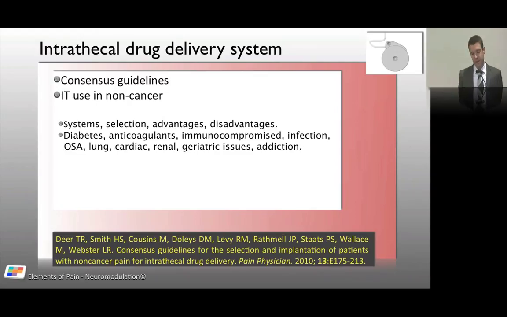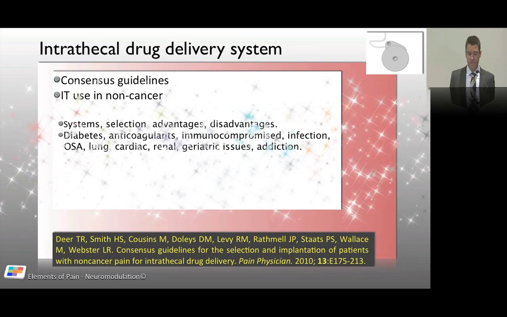Those are the subjects that this paper went on to discuss. They had a look at the systems themselves. They looked at the selection of patients, advantages, disadvantages. They also had a look at various comorbidities, and you'll see a list of the comorbidities that they discussed in detail, because patients that get these systems have comorbidities. That's just by definition the group of patients that they are. So it's important to have an idea about how to manage these patients with comorbidities.